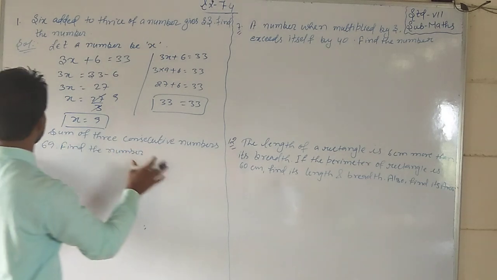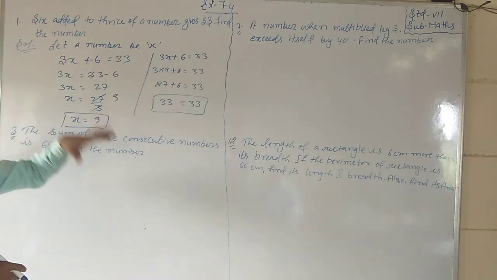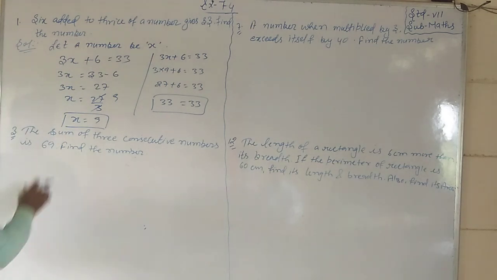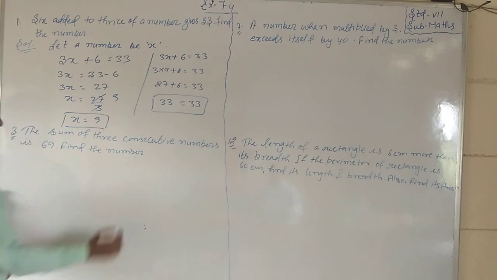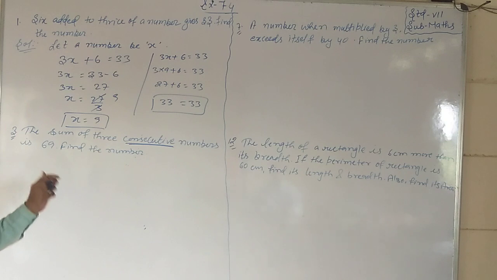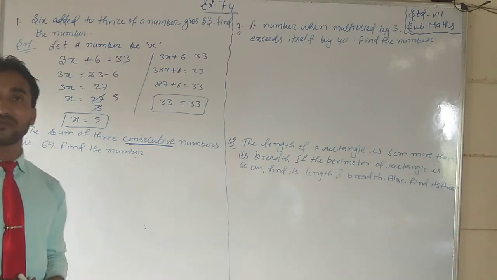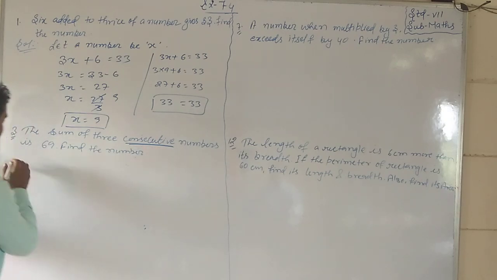Okay, so come to the next question, students. I have done question number 1 and question number 2; it's your turn to do them. Now question number 3: the sum of 3 consecutive numbers. Students, do you know what consecutive is? Consecutive means regular, continuing, without a break. Okay, sum of 3 consecutive numbers.